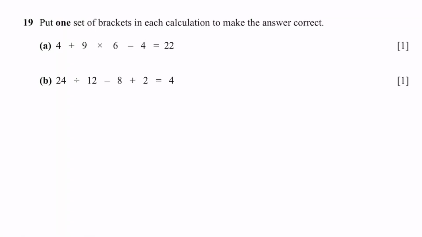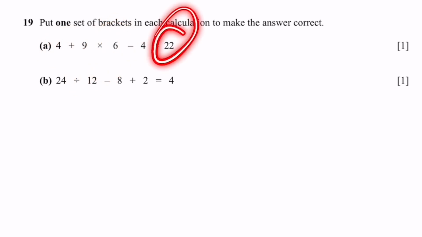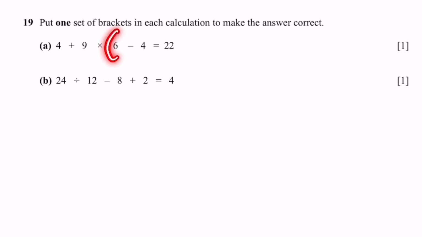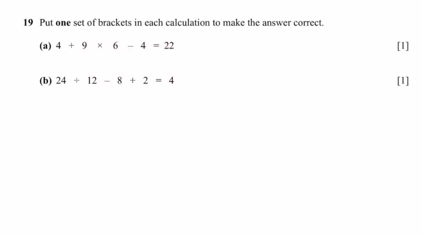Question 19. Put one set of brackets in each calculation to make the answer correct. 4 plus 9 times 6 minus 4 is equal to 22. So when we do this normally, we get 9 times 6 first, which is 54. Add 4 minus 4, they cancel out, it's 54. So this is not 22. So we need to make it multiply by a lesser number. Aha, we just got it. Put a bracket here. 9 times 2 is 18. And add 4, we get 22. That's the answer.